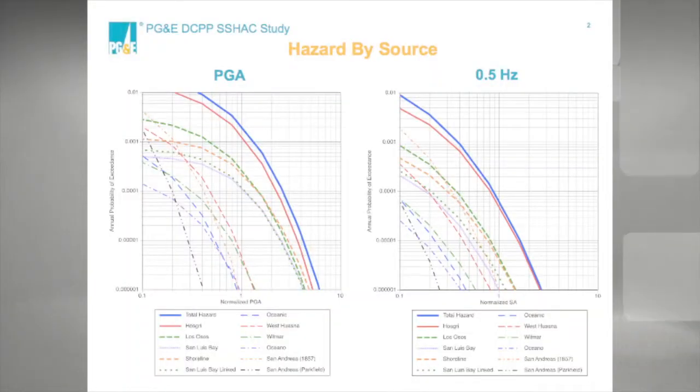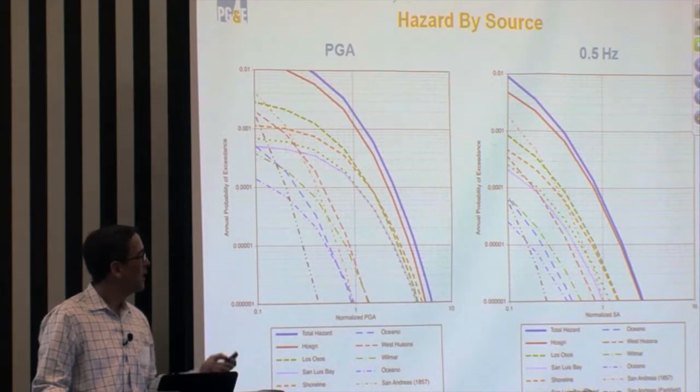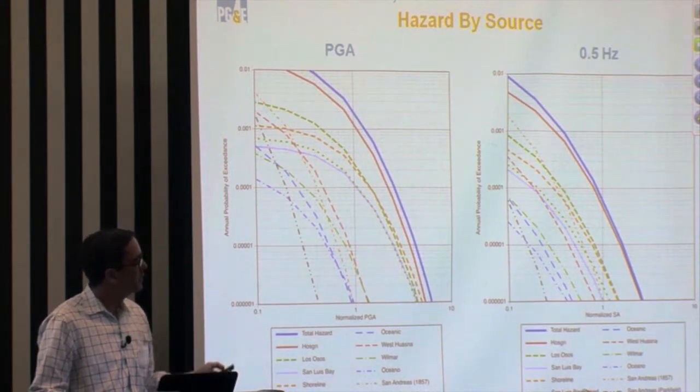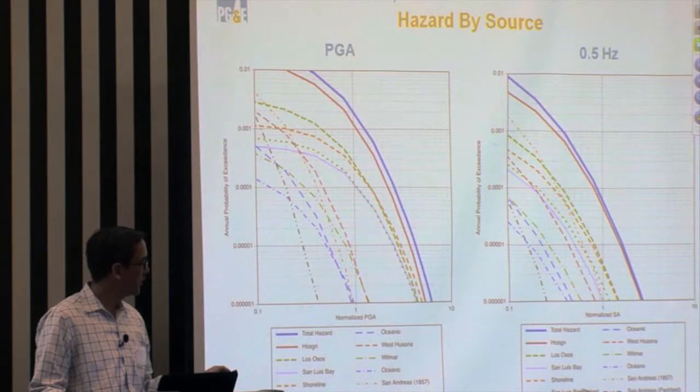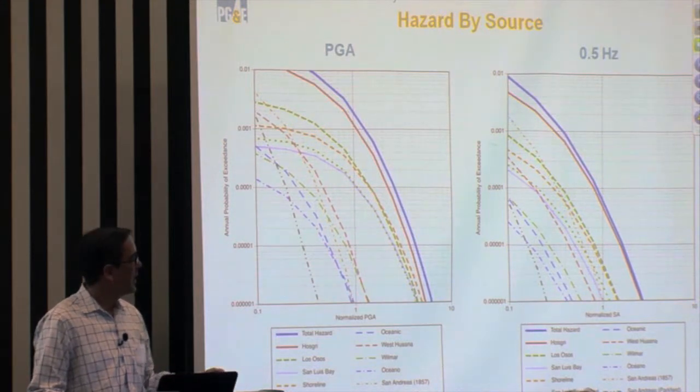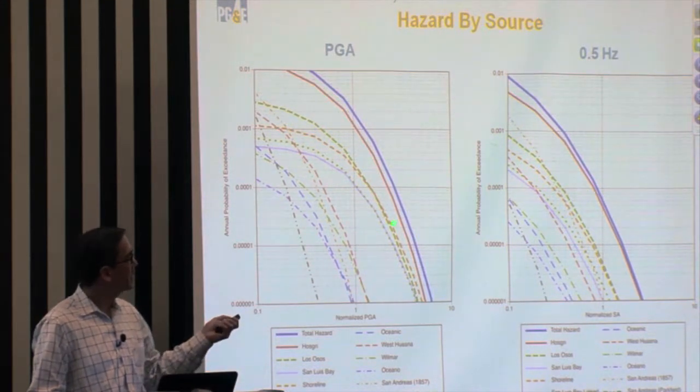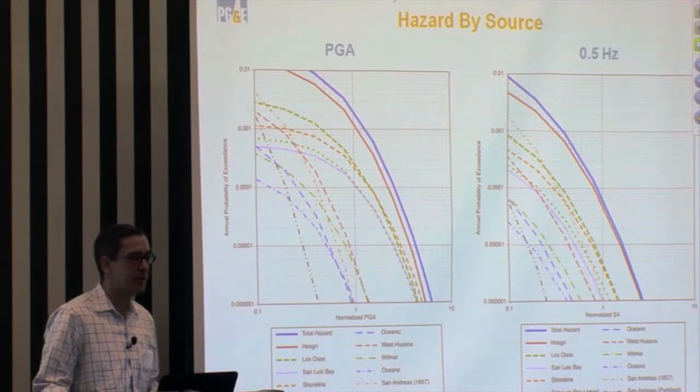Let me just point out that the x-axis is a normalized ground motion value, because we're not concerned specifically about absolute ground motion values, say at the 10 to the minus 4 level, but we're concerned about the relative contribution for all the sources. So this is showing in both cases the contribution from individual fault sources, which are listed down here in the legend. And the thing that jumps out, especially for PGA, is a cluster of sources which are contributing basically most of the hazard at the site.